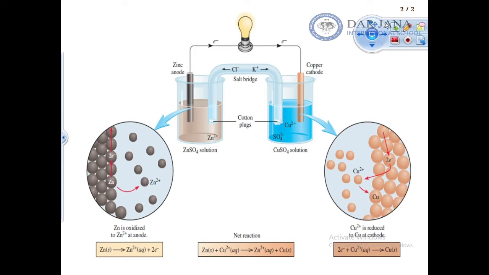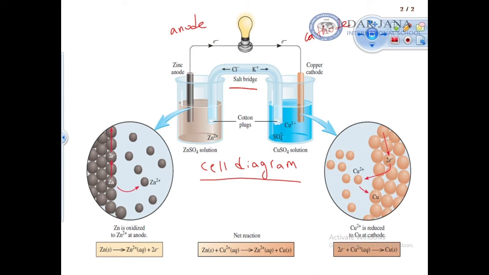So, referring to this example again, we need to write a cell diagram. Each galvanic cell has a cell diagram. The cell diagram is denoted like this. We take the anode at the beginning and the cathode at the end, and between them we have the salt bridge.